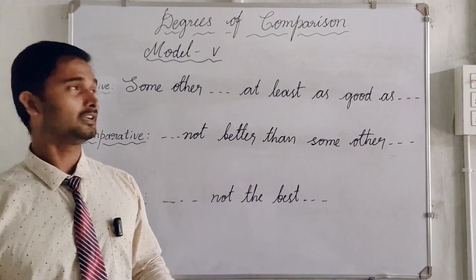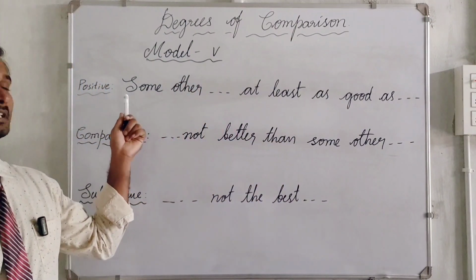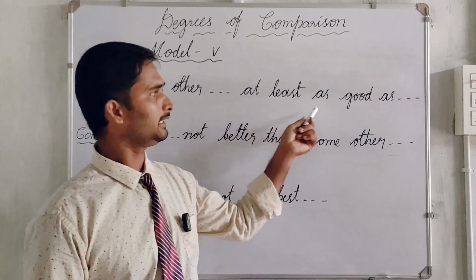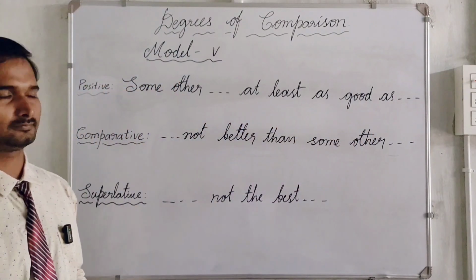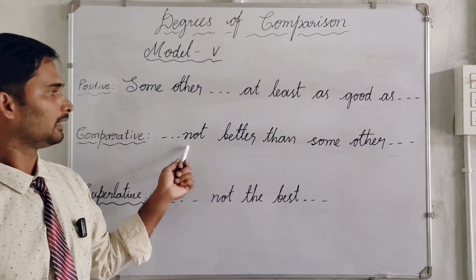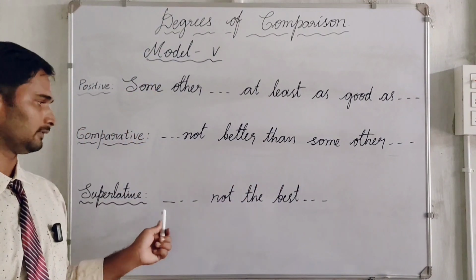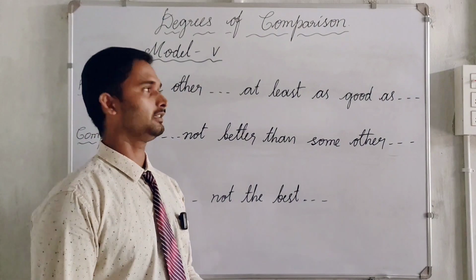Degrees of comparison, Model number 5. Let us see the key points or the hints. Positive: some other, at least as good as. Comparative: not better than some other. Superlative: not the best.